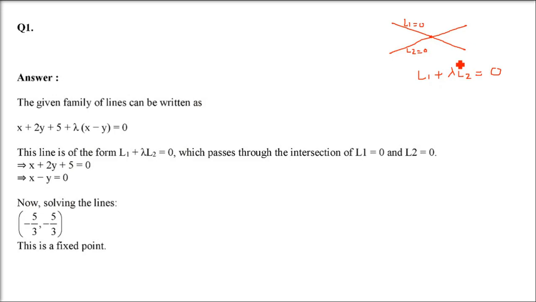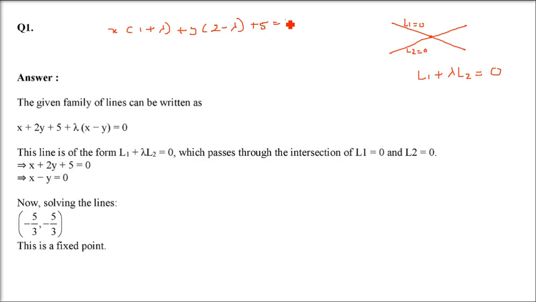L1 equals 0, L2 equals 0. So L1 plus lambda L2 equals 0. These are the family of lines, and this can be written like this. First question is, prove that the family of lines represented by x(1 plus lambda). I'm going to solve it fully, so that for other questions I can just pass through.